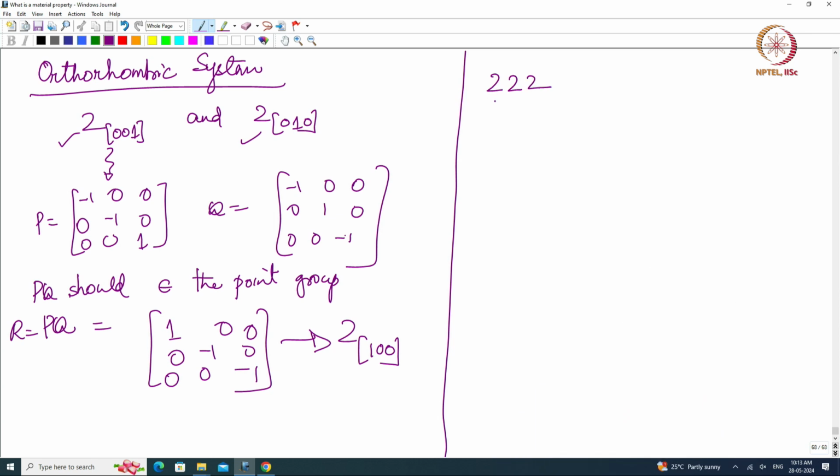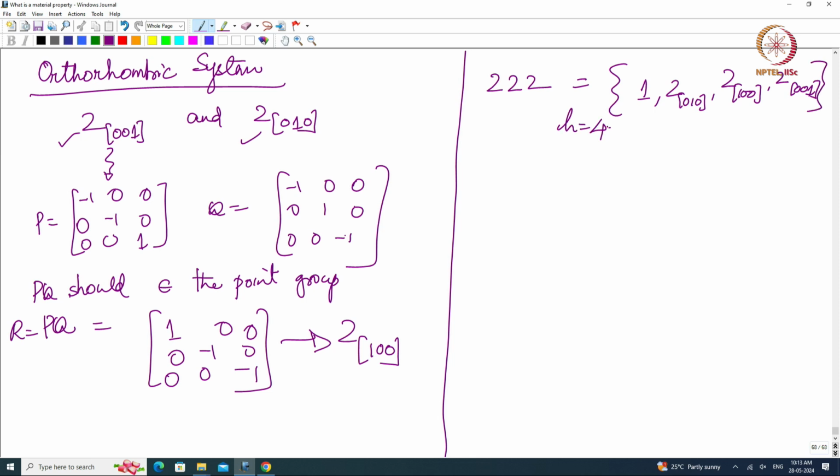Now, 2 2 2 means twofold axis about A axis, twofold axis about B axis, and twofold axis about C axis, right. Now, what are the elements in 2 2 2? I of course have an identity. I have twofold about 0 1 0, I have twofold about 1 0 0, I have twofold about 0 0 1. Okay. And does something else come up accidentally? It turns out that it does not come up. So, H is actually equal to 4.